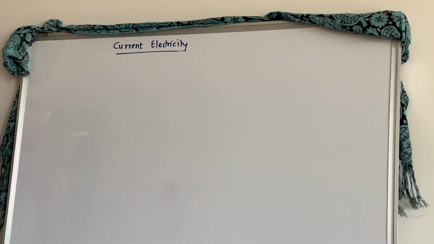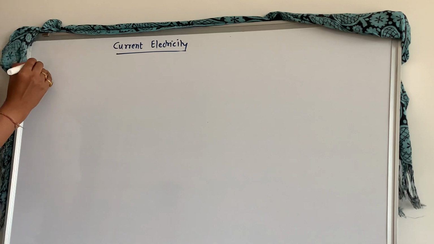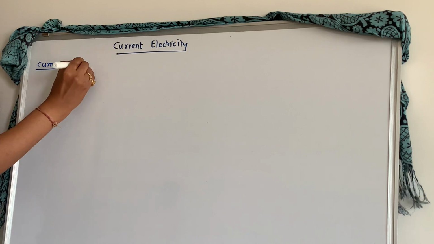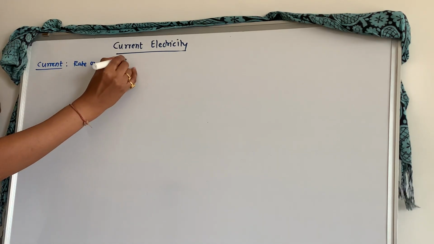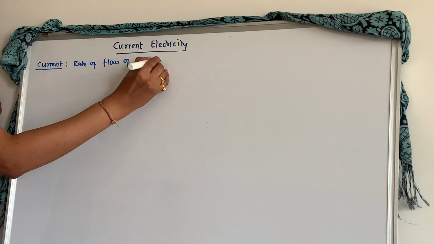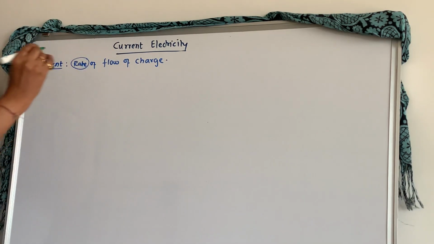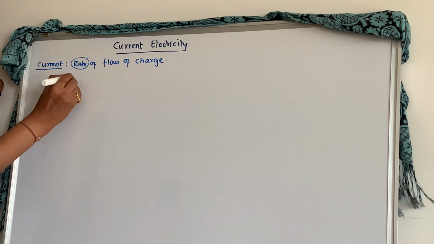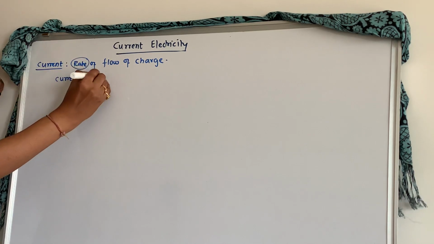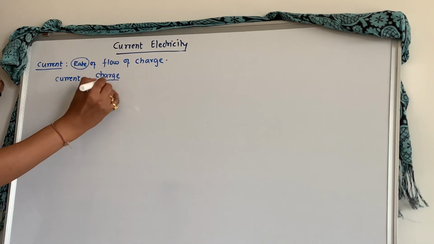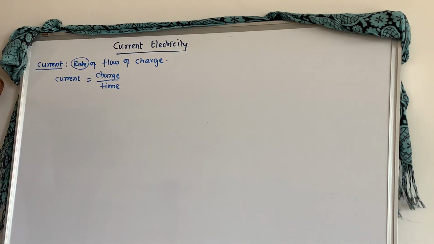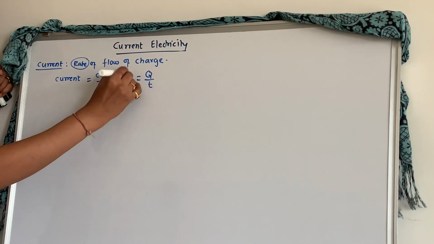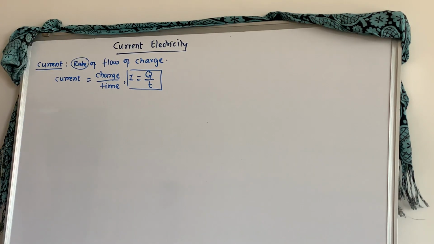Current is defined as the rate of flow of charge. Whenever they say rate, that means it is divided by time. So I can say current is equal to charge upon time. Current is denoted by the letter I, charge will be Q and time is T. Now what is this Q?